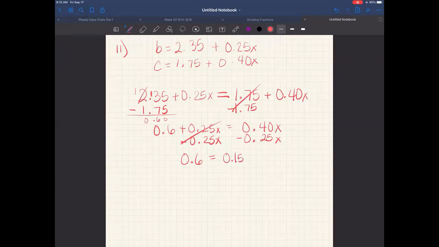Right? Because I have to borrow from here, that becomes 3. 10 minus 5 is 5. 3 minus 2 is 1, and 0 minus 0 is just 0. Okay, so it's 0.15x. And my last step, divide by 0.15. I divide by 0.15. How do we divide 0.6 by 0.15 without a calculator? The old-fashioned way.